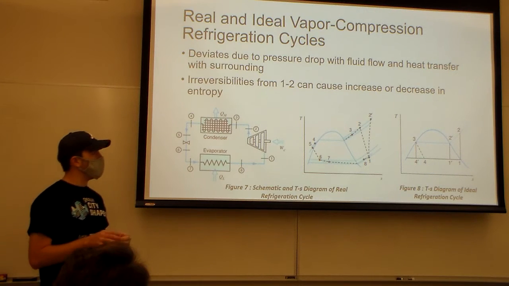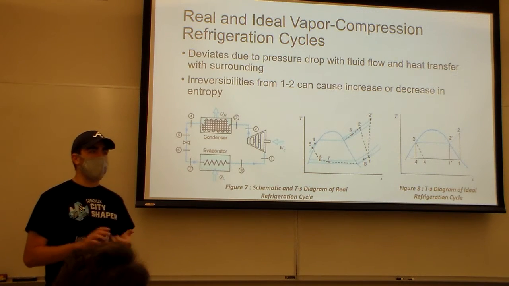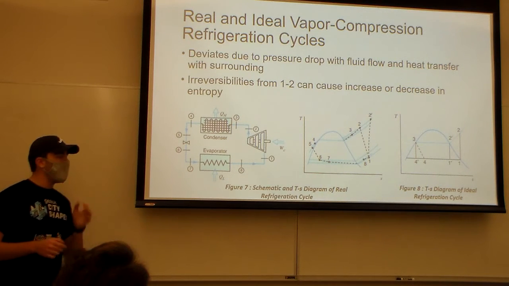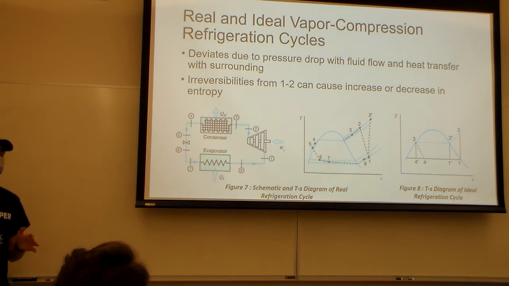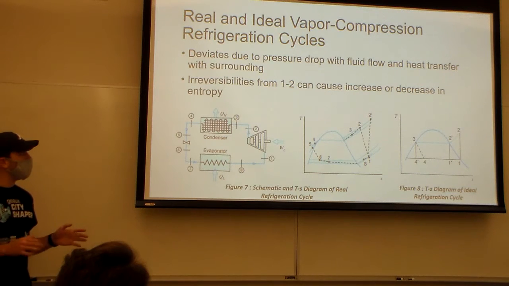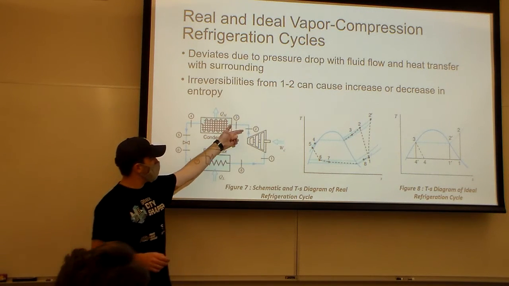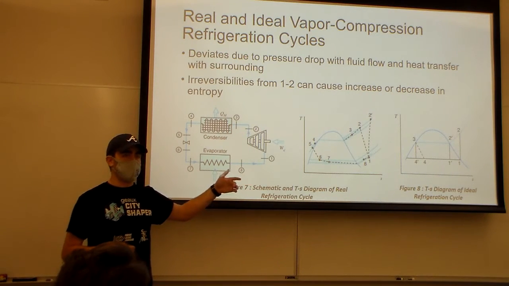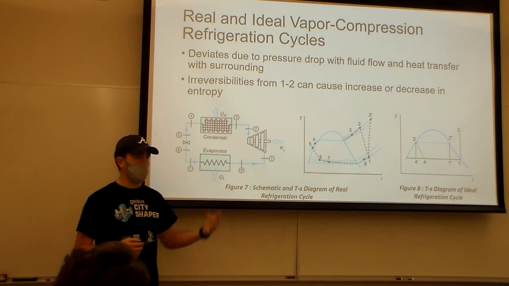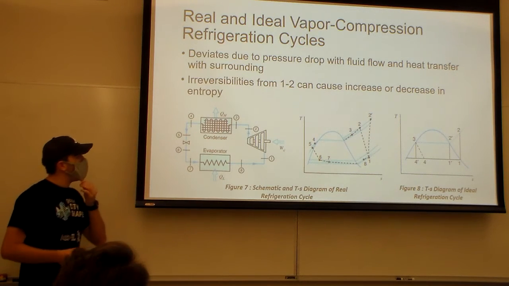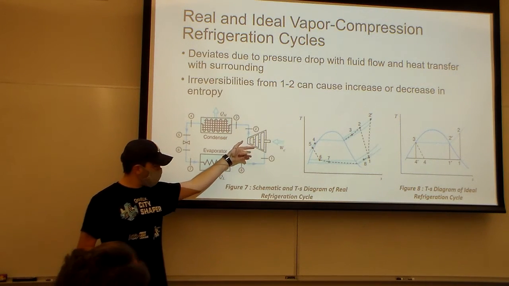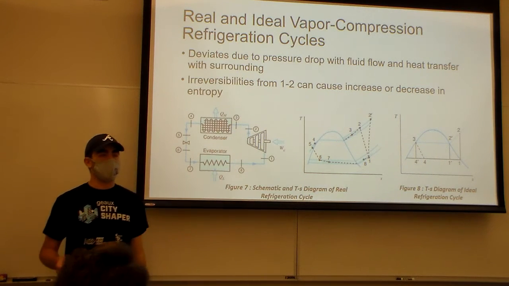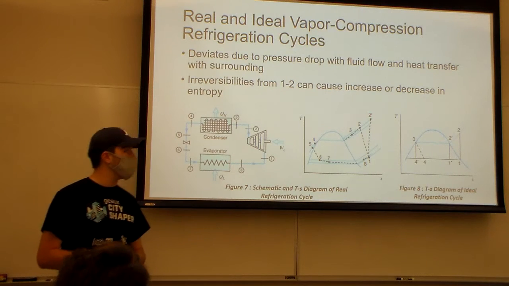The real and ideal cycles differ based on the pressure drop across the fluid, as well as the heat transfer to and from the surroundings. Also, a main difference between the actual and ideal cycle is the irreversibilities. For an ideal cycle, you assume the compressor is reversible and adiabatic, but in the actual case, that's not the case. It's irreversible and non-adiabatic. So there will be a greater enthalpy change, and the losses due to friction will cause a greater enthalpy change as well, and actually heat up the coolant.